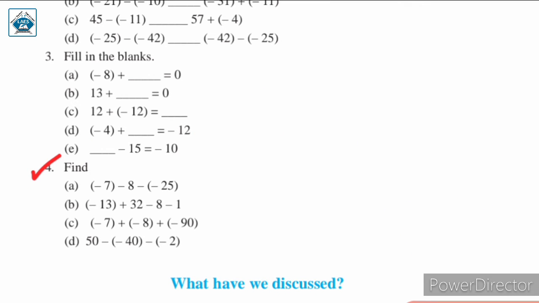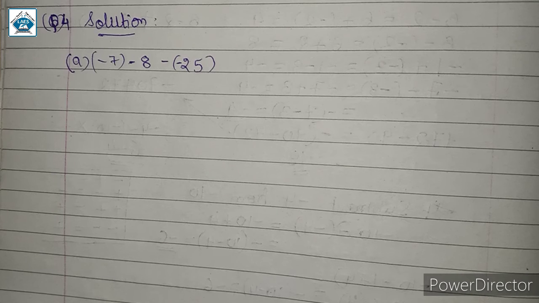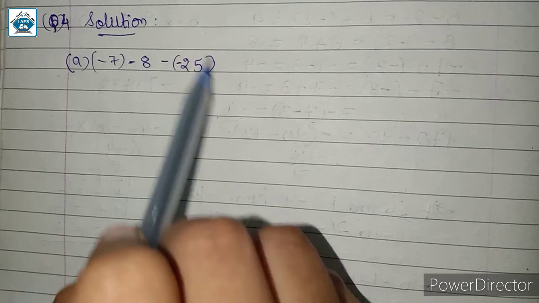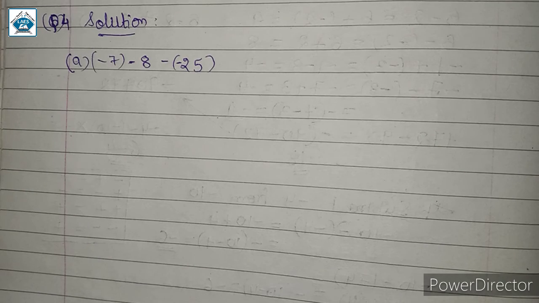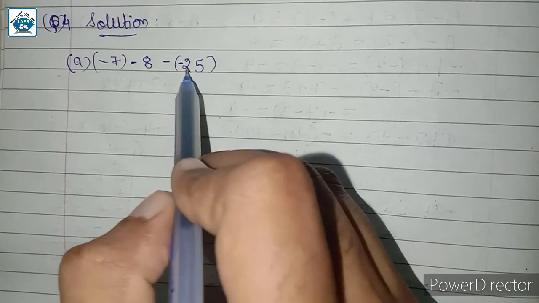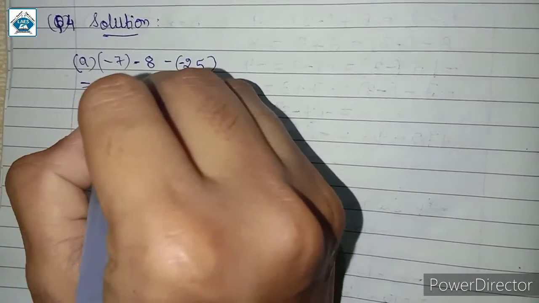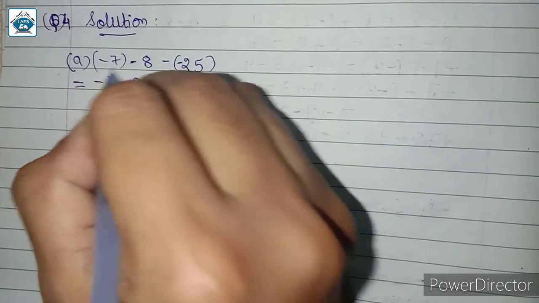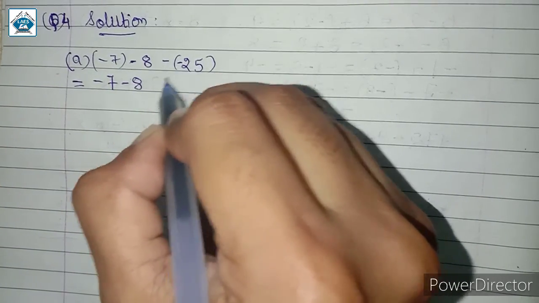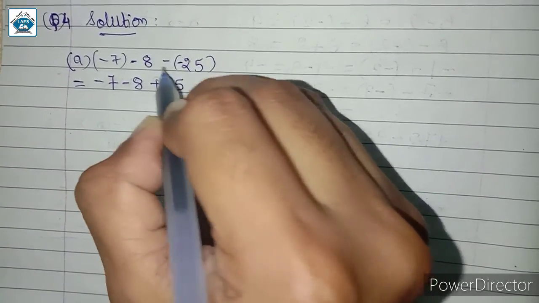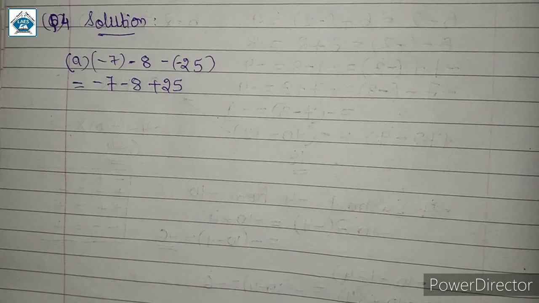Question number 4. Find a minus 7 minus 8 minus of minus 25. So in this question, we have to find the answer of this. So let us see the solution. In question number 4, we have to find minus 7 minus 8 minus of minus 25. So first of all, let us solve this. Minus 7 है, here we have minus 8 and this will be minus into minus plus 25. ठीक है, minus into minus we will have plus.